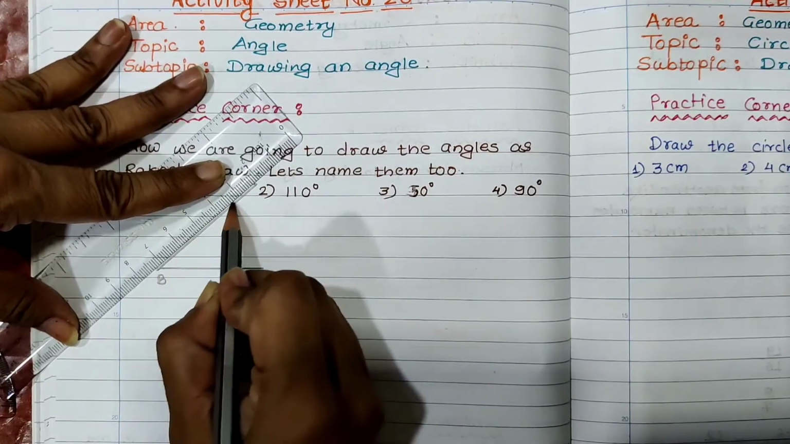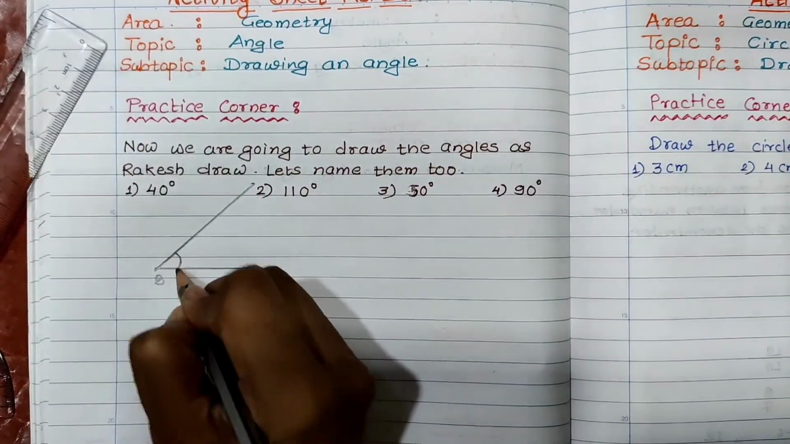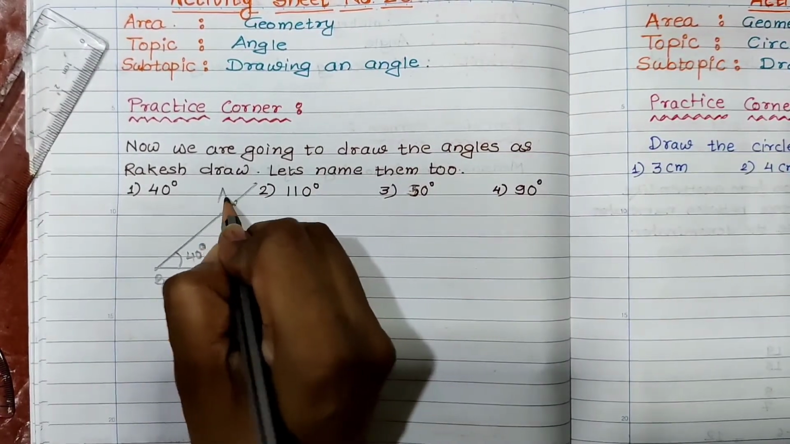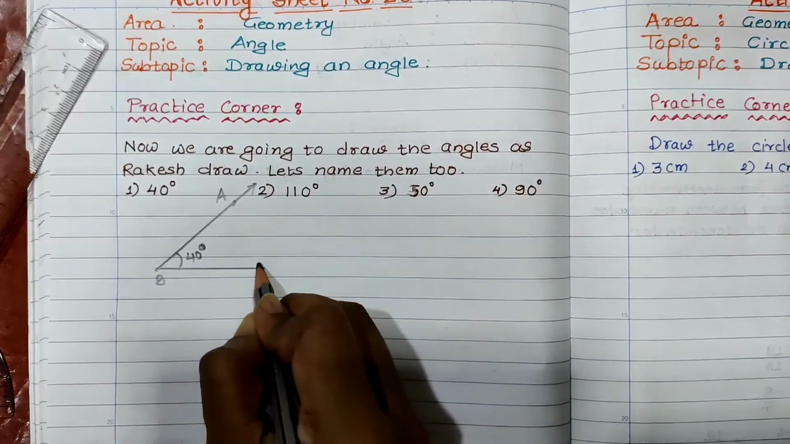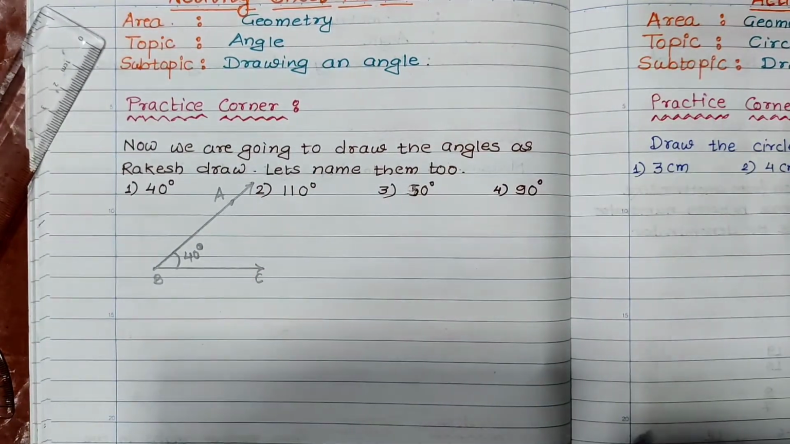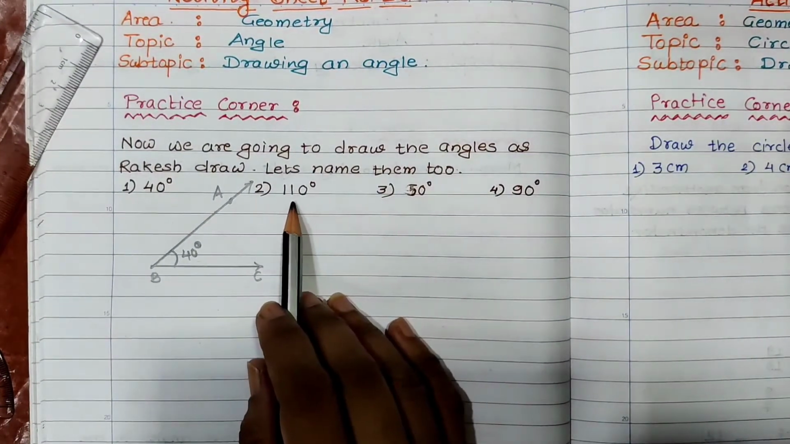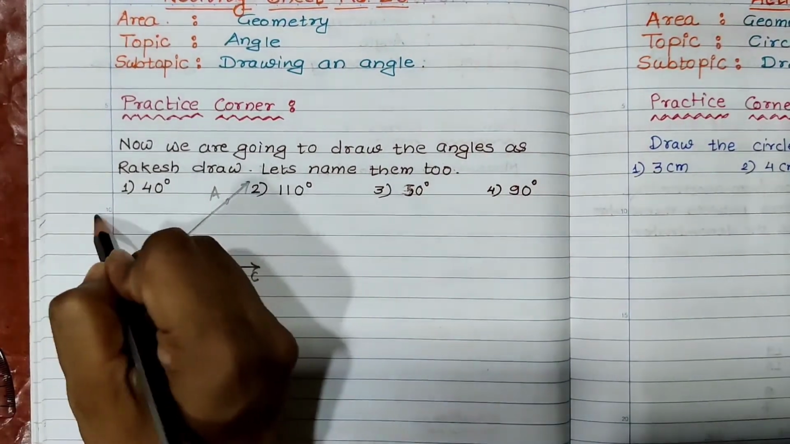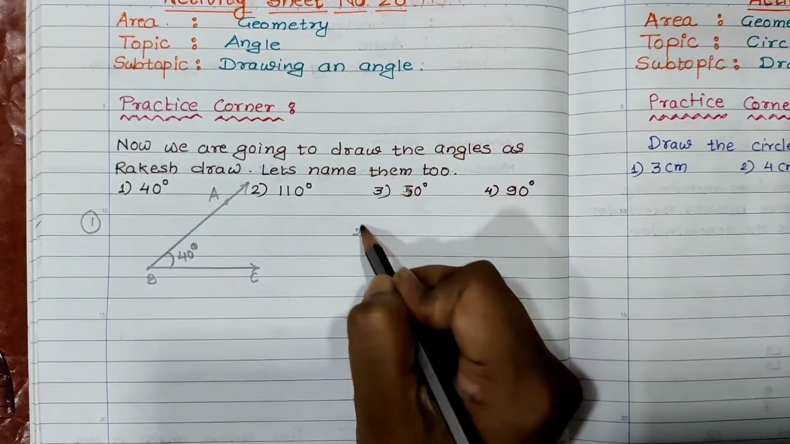In this way, join it, and this is 40 degree. We can give the name to this point, point A. So angle ABC is 40 degree. Now we have to draw an angle of 110 degree. So once again, this is the first one. Now we have to draw the second one.